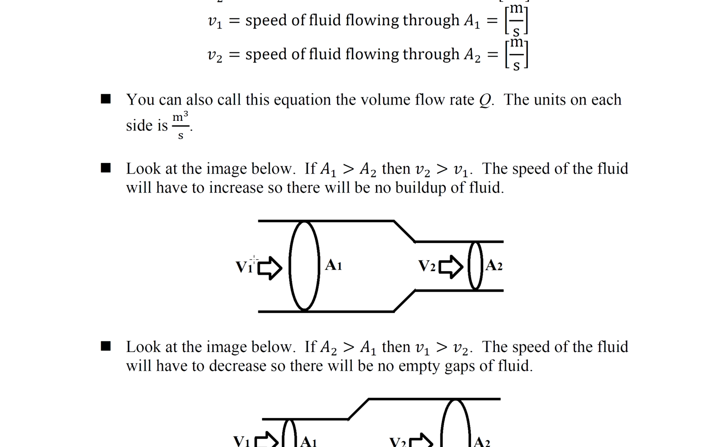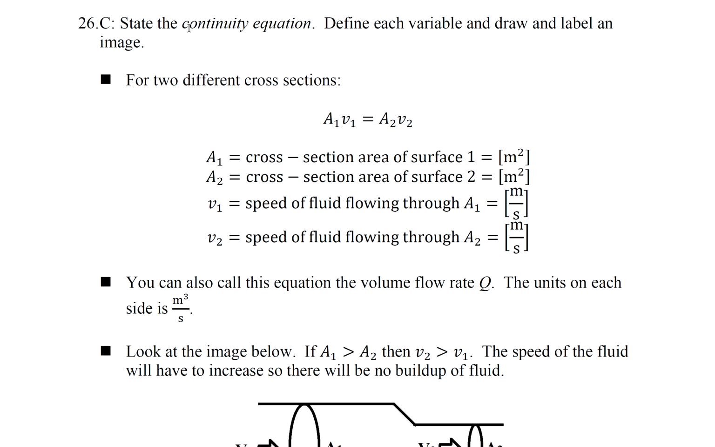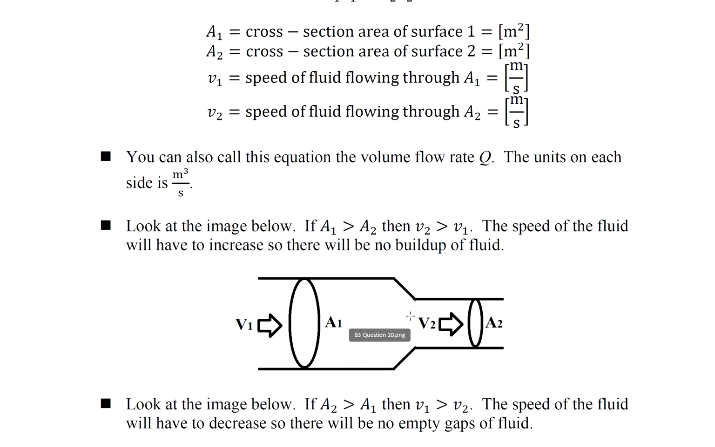So look at this image below. Since A1 is greater than A2, that means V2 is going to be greater than V1. Now, if V2 had the same speed as V1, there would be a buildup of fluid. But this is the continuity equation, so if there's going to be no buildup of fluid, once the fluid reaches A2, it's going to have to move faster.